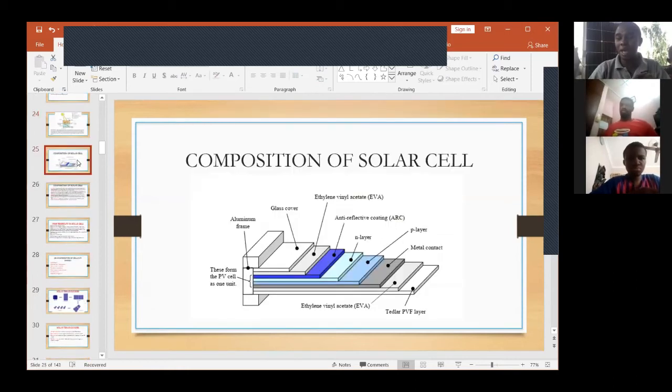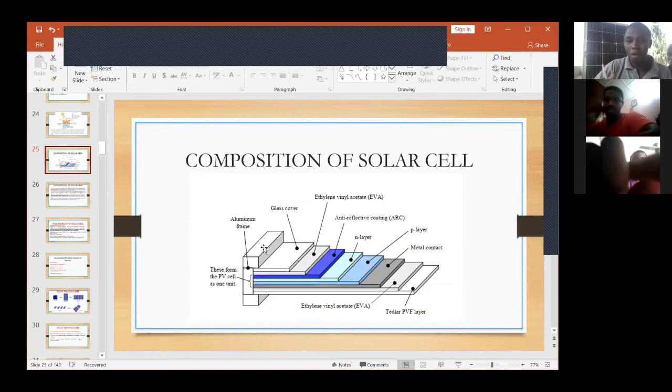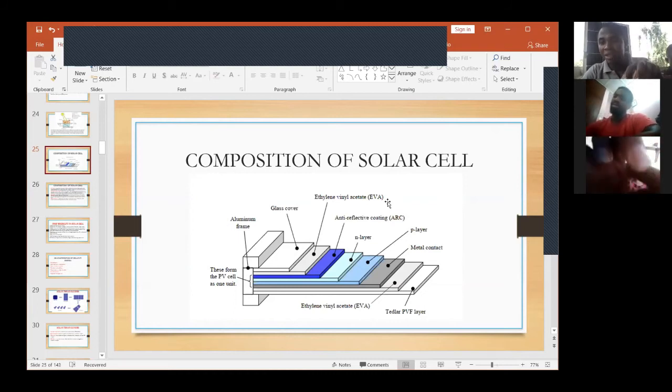So if you take a solar panel, what will you see? If you cut it like this, you will see the aluminum frame, which is this frame. You will see the glass cover, which is this guy. You will see the ethylene vinyl acetate. It's a material. I have it also inside the house. I will show you in the next class. Just remind me that I said I want to show you ethylene vinyl acetate.